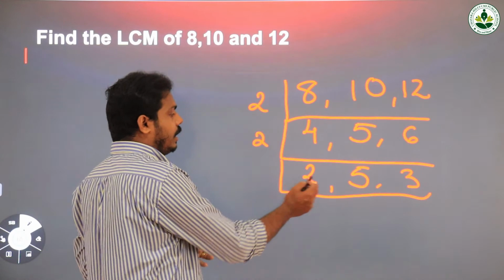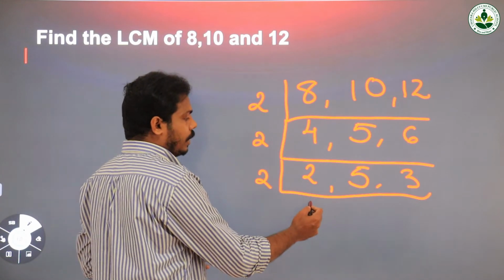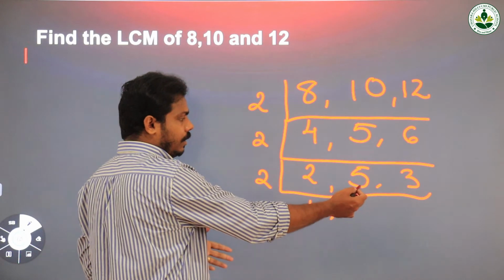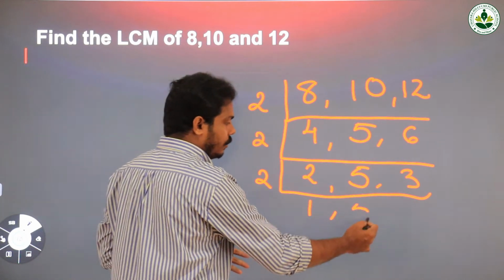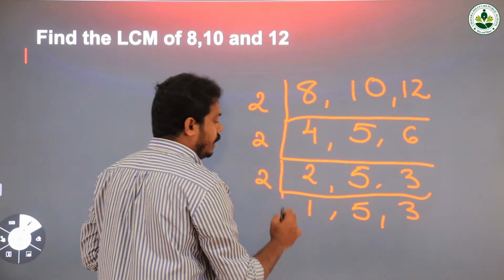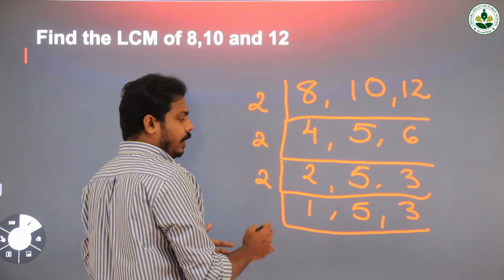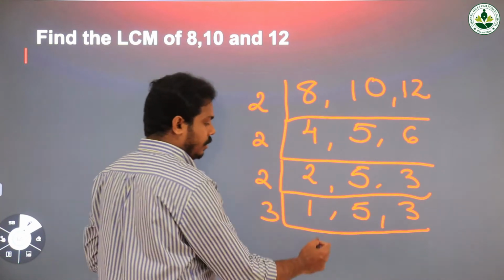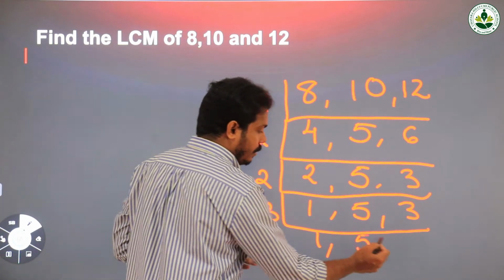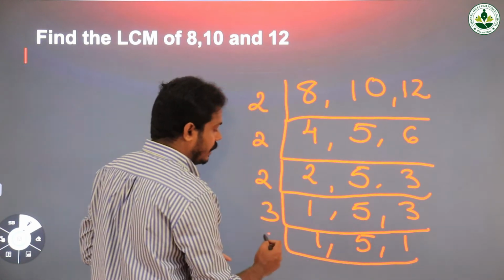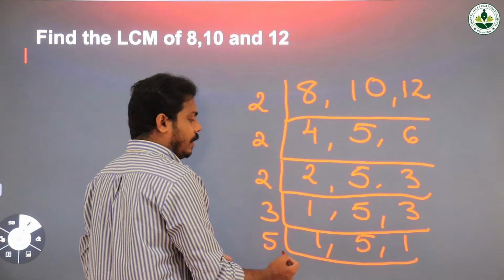First we divide this number by 2. 2 divided by 2 is 1. We can't divide 5, so just write down 5. Then we can't divide 3, so just write down that 3. Then again, the next possible number is 3: 1, 5, 3. 3 divided by 3 is 1. Now the last step, just divide by 5, because 5 divided by 5 is 1.